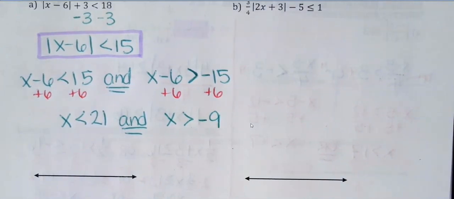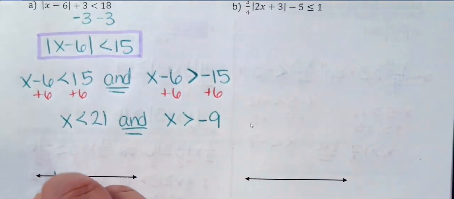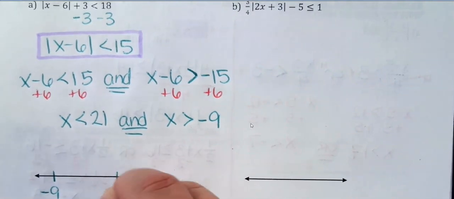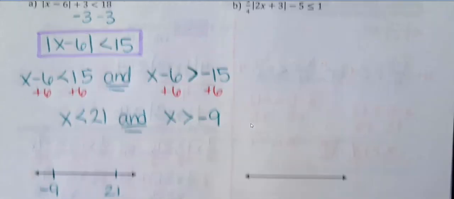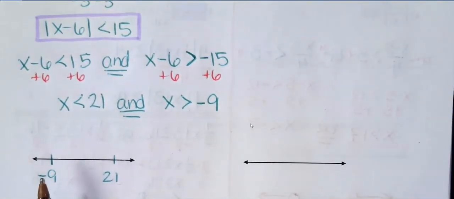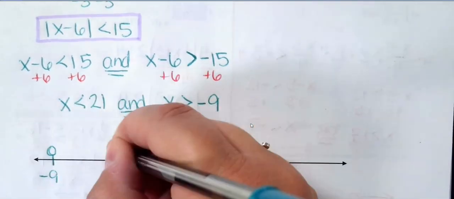Anytime it's a less than, it's an "and" statement. They're going to point together. So I'm just going to put that negative 9 somewhere on the left side, and that 21 somewhere on the right side. They don't have to be perfectly spaced or anything like that. All right, both of these circles will be open or closed? Open. So not included as part of our answer.